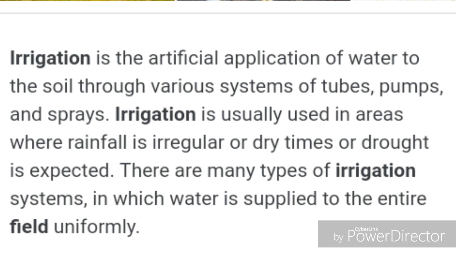Irrigation is the artificial application of water to the soil through various systems of tubes, pumps, and sprays. Irrigation is usually used in areas where rainfall is irregular or dry times or drought is expected. There are many types of irrigation systems in which water is supplied to the entire field uniformly.